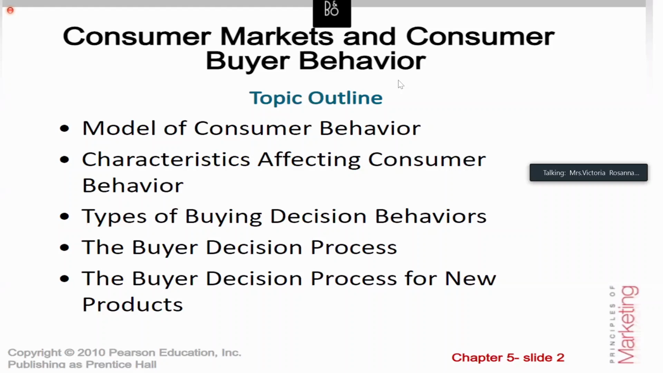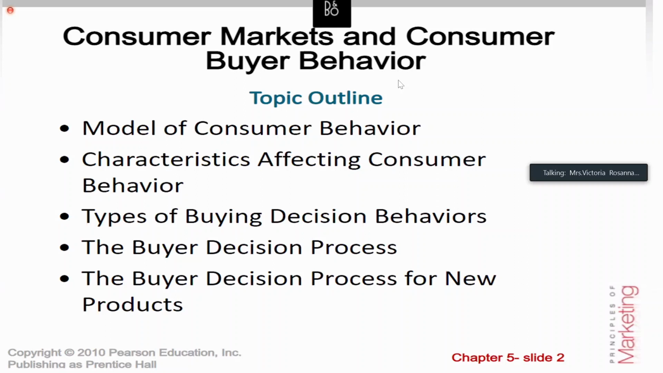So the elements that we have to go through, and how those elements are connected with each other, can be easily understood if there is a model. So it is of course required to have a model to study consumer behavior. So we are going for the model of consumer behavior, and also identifying the characteristics that really have an influence over consumer behavior, right?